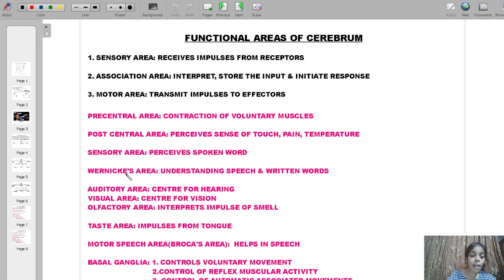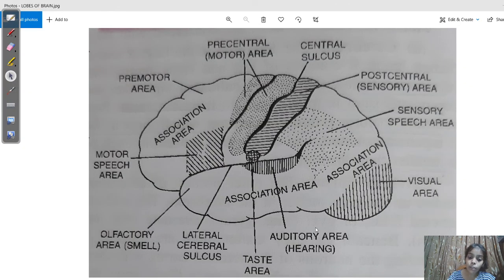Then there is an area called Wernicke's area, which helps in understanding speech and written words. Suppose something is written on my laptop screen; I will understand it automatically, immediately. Who is helping me to do that? Wernicke's area. Then there is the auditory area, which is the center for hearing. Over here you see the auditory area, located at the topmost region of the temporal lobe.